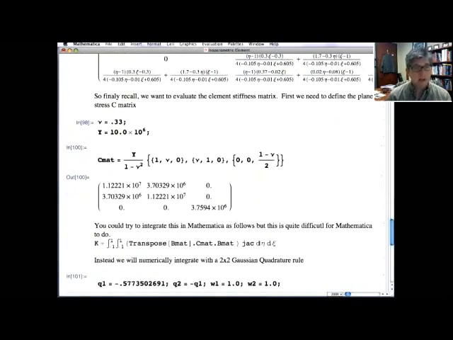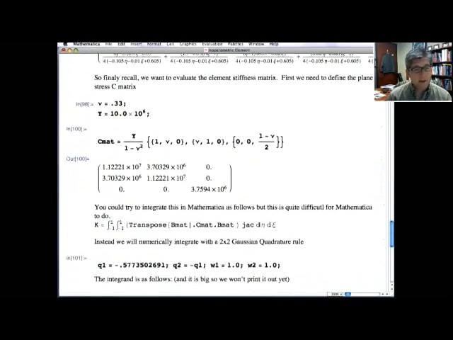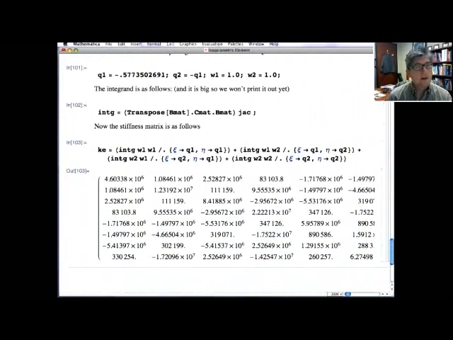Actually, the C matrix is constant for all of them, so you can put that outside everything. I could have done that up front. And then we do the quadrature evaluation and form the stiffness matrix. Okay? All right. Well, that's pretty much it. Like I said, I'll post the spreadsheet on the Blackboard site. Okay?